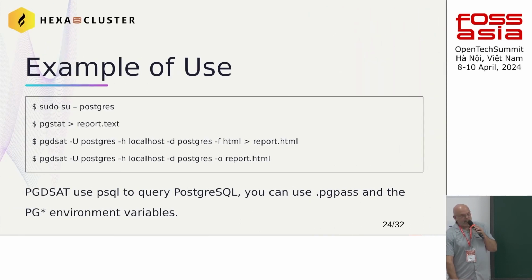This is a tool that must be run as the postgres user. If you have set a PGPASS or all your PG environment variables are set, you can just run the command and send the output to a file. You can also set the usual parameters with psql to connect to the instance, choose the format and get an output. And what kind of output?